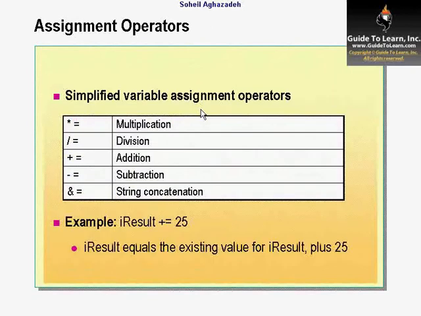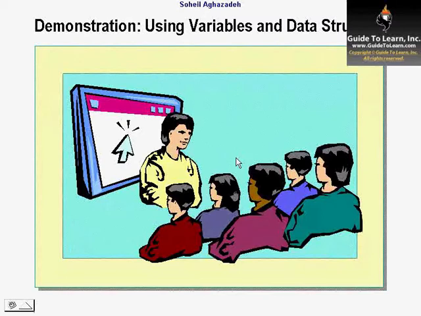As far as the assignment operators, you have the following operators. These are new operators that we have in VB.NET now, very similar to the semantics of C++, as you know. That simplifies the variable assignment operator. For example, this would be multiplication, this would be division, addition, and so forth. In this example, iResult += 25. That means the value of iResult would have 25 added to it and would be stored in the same variable. So iResult equals the existing value of iResult plus 25. Of course, you have other assignment operators available as well. I've already demonstrated some of this earlier.